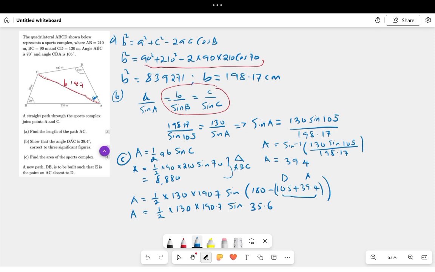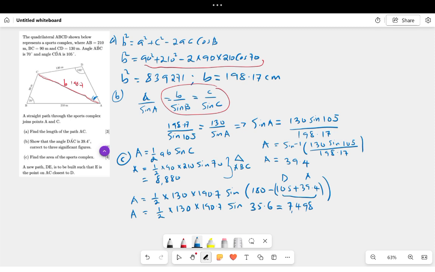And again, plugging this into our calculator, our final answer for this triangle is going to be equal to 7,498.